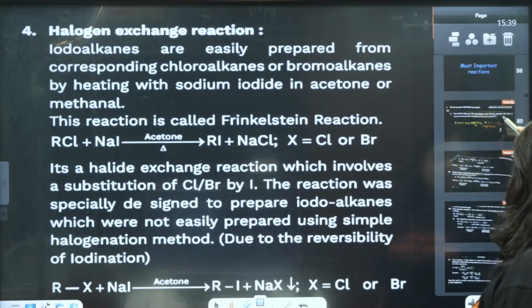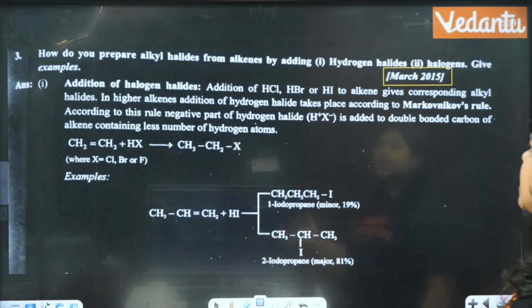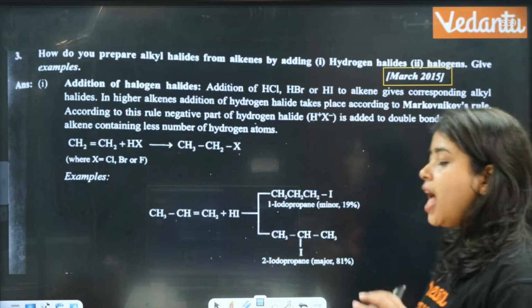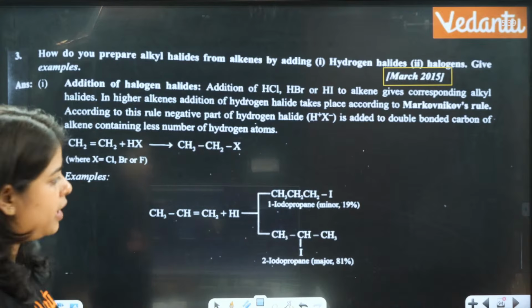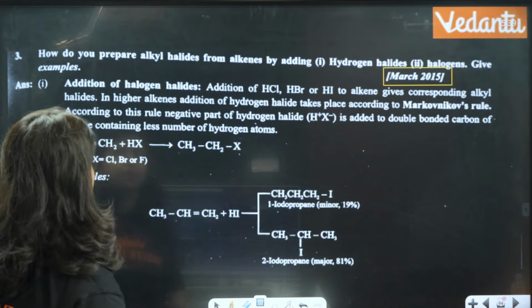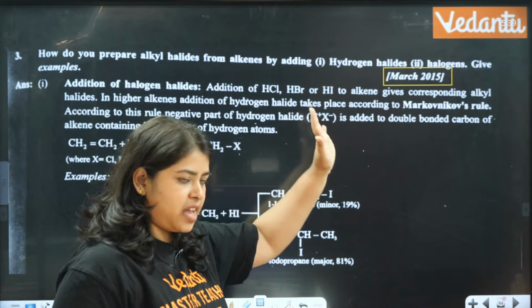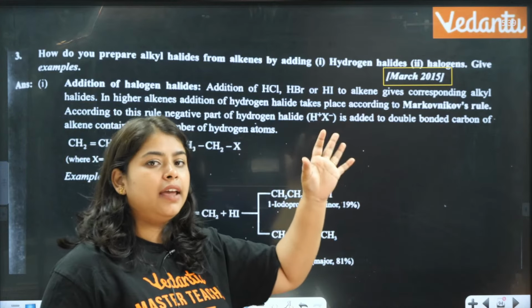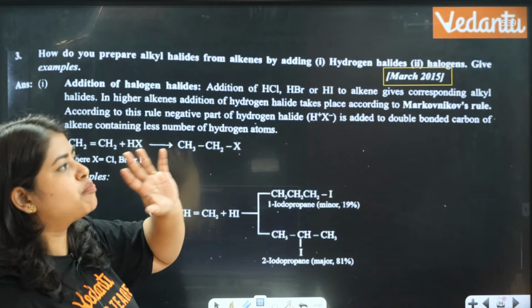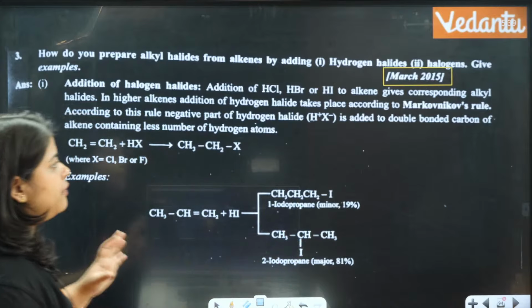So, how do we prepare an alkyl halide from alkenes by adding hydrogen halide? First is the addition of hydrogen halides, like addition of HCl, HBr or HI. We are adding all three, giving the corresponding alkyl halide, and to form that corresponding alkyl halide we actually use it.